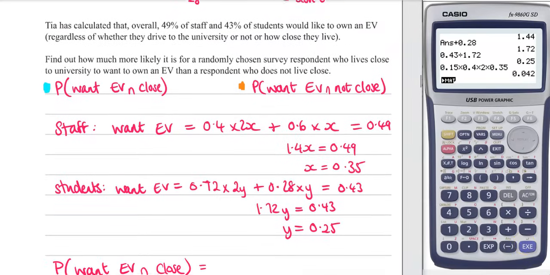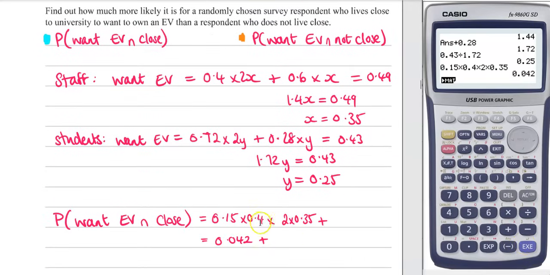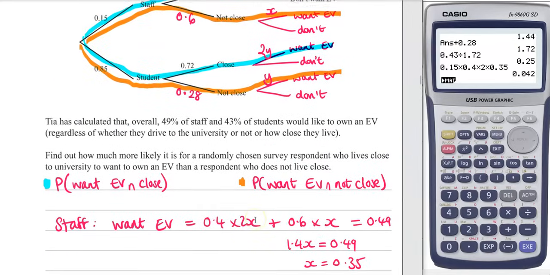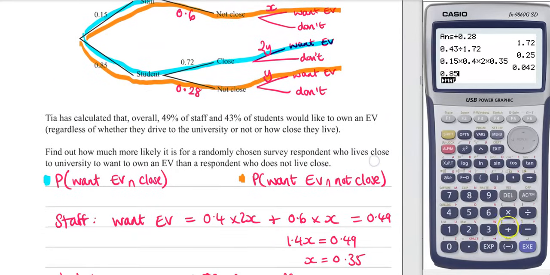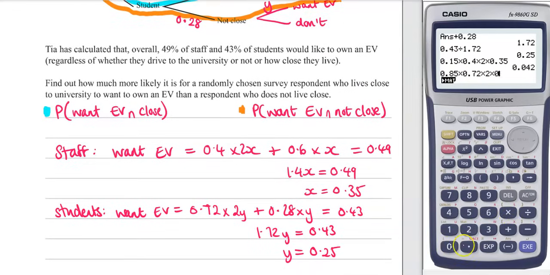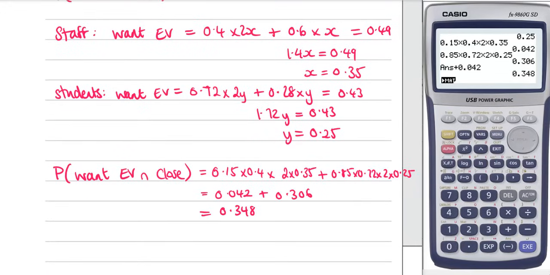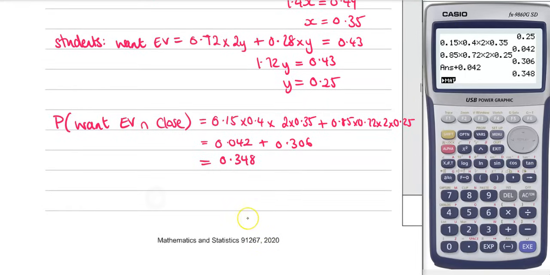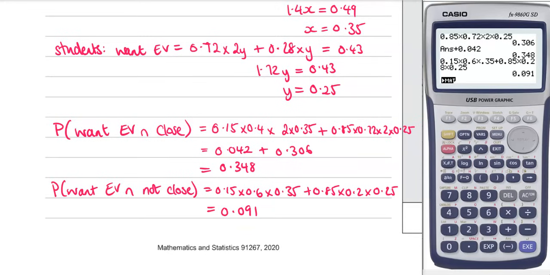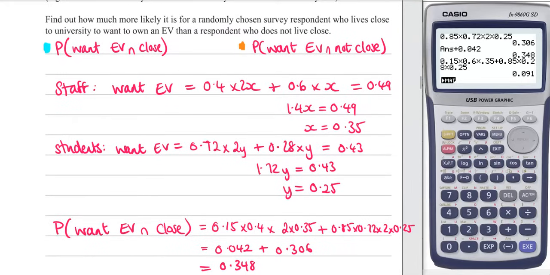Okay, so we've got the staff section covered there, and now let's add in the students. So 0.85 times 0.72 times 2 times y. Y was 0.25. So the chance of the ones living close and wanting an EV is 0.348. Let's do a similar thing for the not close, and we get 0.091. Now we want to make a comparison between those two.